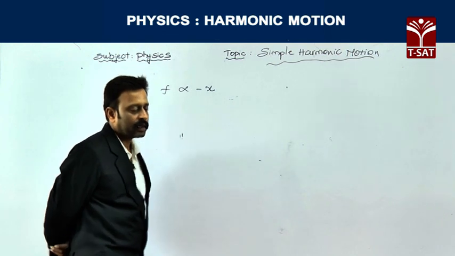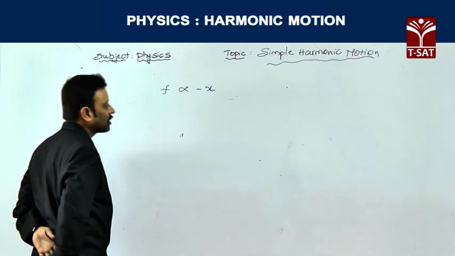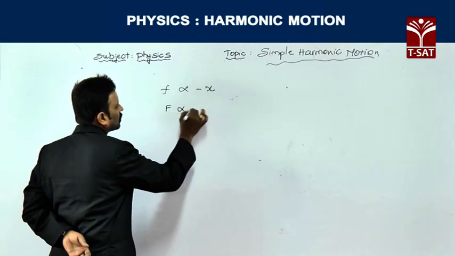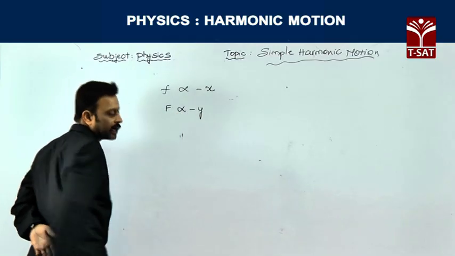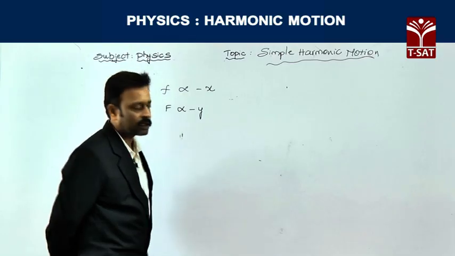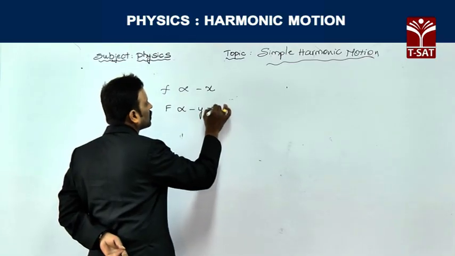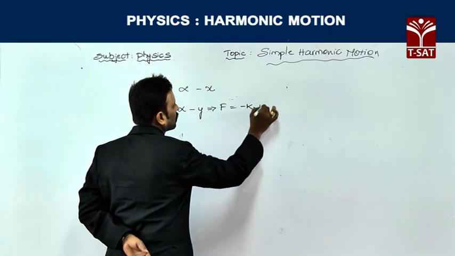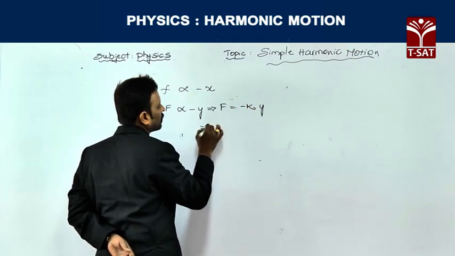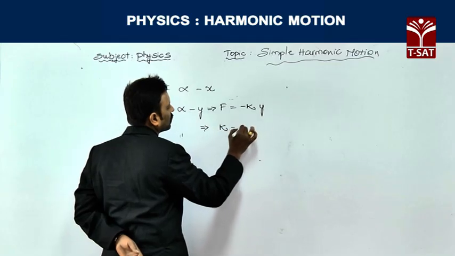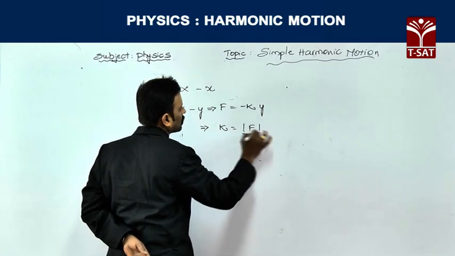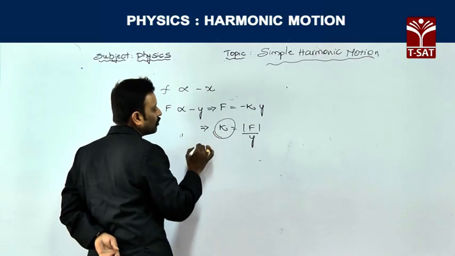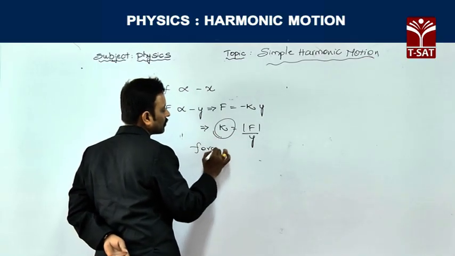In case of simple harmonic motion, or in case of a simple harmonic oscillator, as I told you just now, the restoring force is directly proportional to displacement. If you remove the proportionality, F is equal to some constant k times y. From that, k is equal to modulus F by y. Here k is called the force constant.